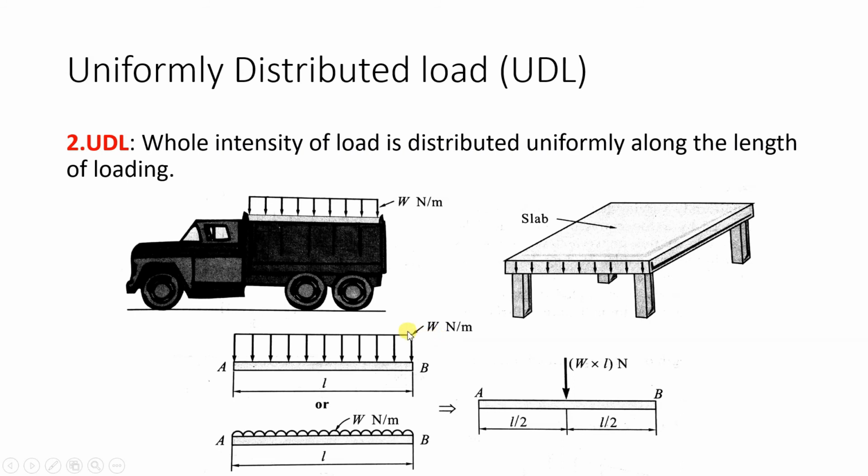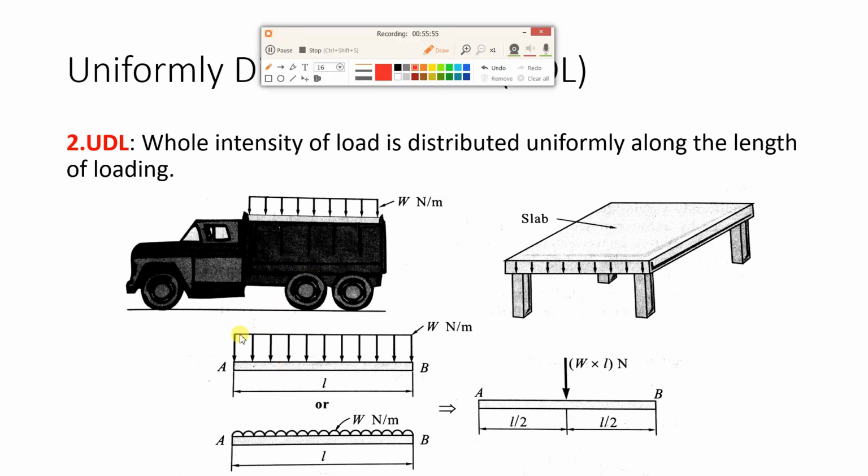Now how to get a point load? We have to convert this uniformly distributed load into a point load. How to do that? We have to calculate the area of this uniformly distributed load and it will act at the centroid. So what is the area of this one? It is the length of the beam multiplied by the intensity of UDL. So where will that load act? At the center of the beam. Why? Because UDL is rectangular, and for a rectangle its centroid is at the center. And this center will be L by 2.